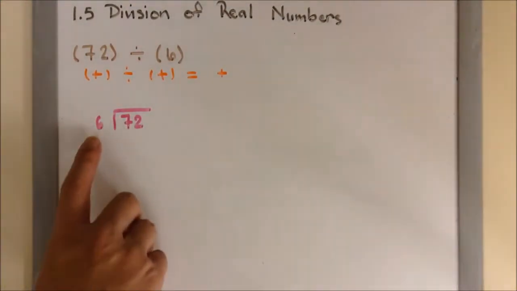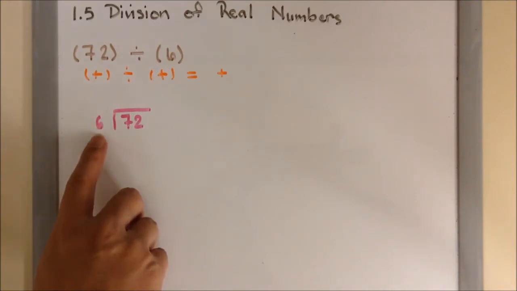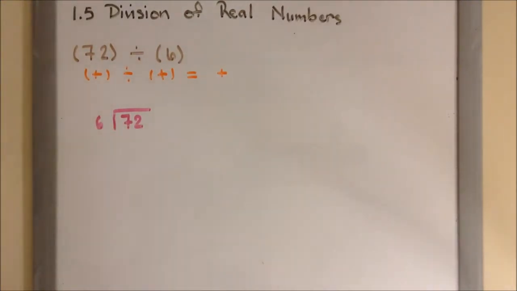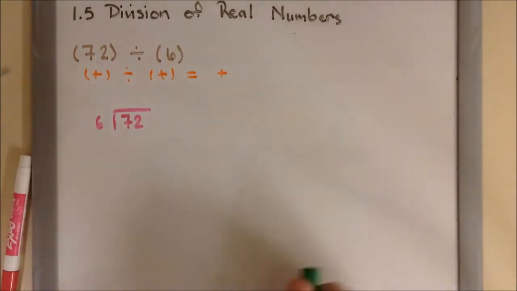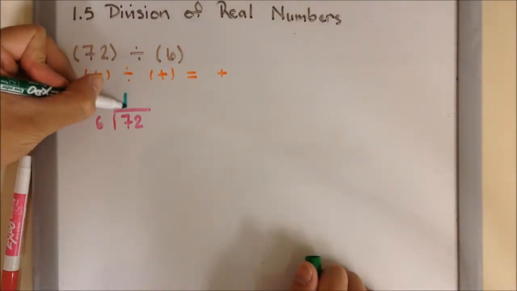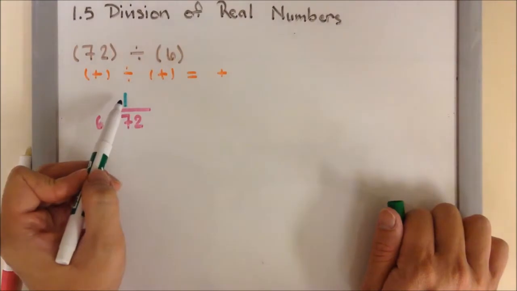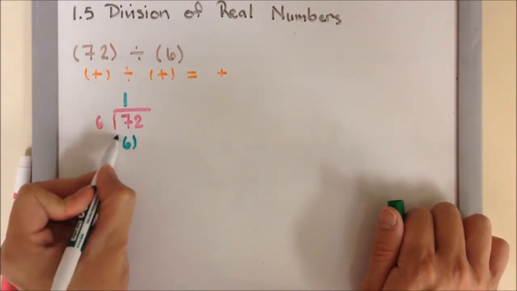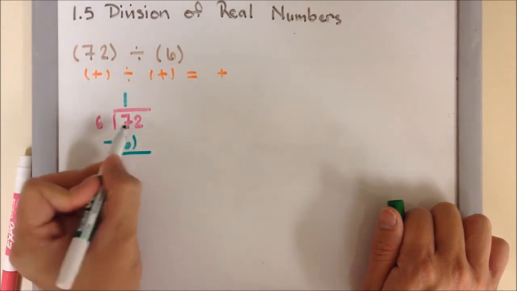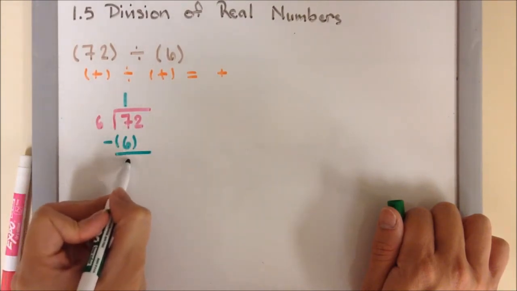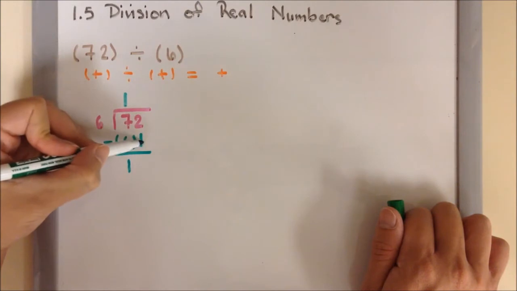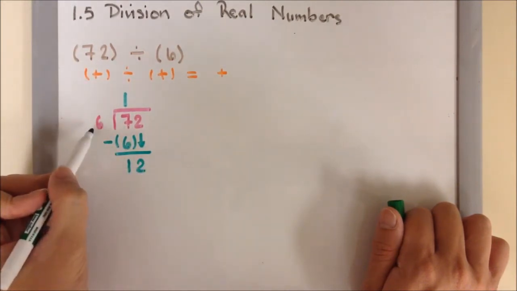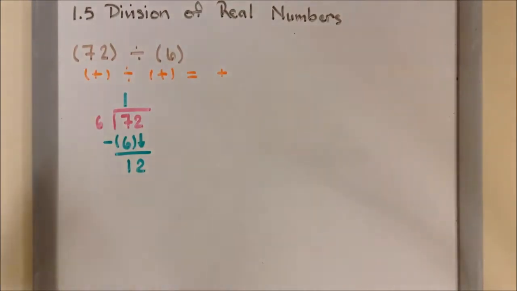Next, we check and ask ourselves, does 6 go into 7? And it does. It goes into 7 one time, so I'm going to put the 1 on top of the 7. I do 1 times 6, which is 6, parenthesis, subtract, 7 minus 6, that's 1, and then I bring down the 2, making it 12, and then I ask myself again, does 6 go into 12?